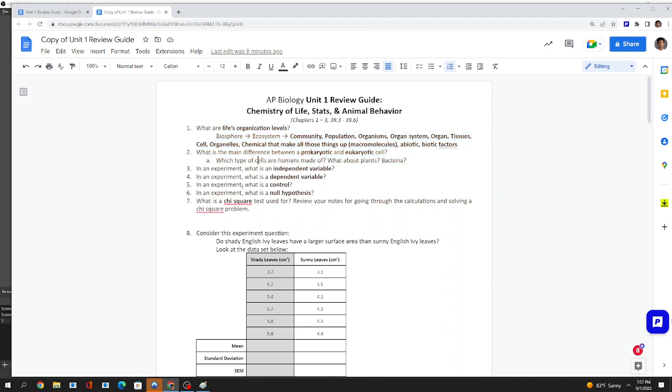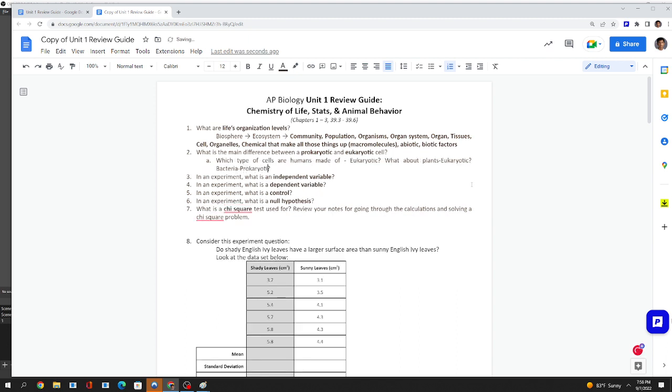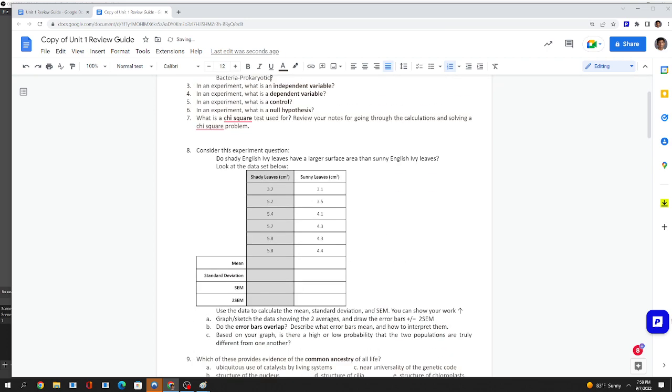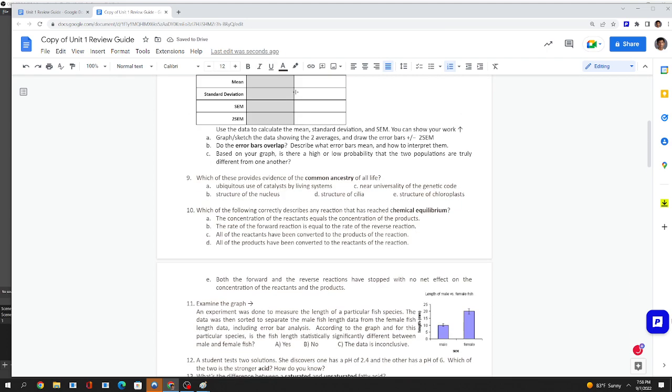What type of cells are humans made of? I already kind of talked about that. We're made of eukaryotic cells. Plants are eukaryotic. Fungi are eukaryotic. Bacteria, and here I'll write it on this sheet. Eukaryotic. We've also got plants that are eukaryotic. They're different types of eukaryotic cells, by the way, but in the gist of it, they have membrane-bound organelles. Bacteria is prokaryotic. Okay, I'm going to skip 3 to 8 right now and go straight to 9.